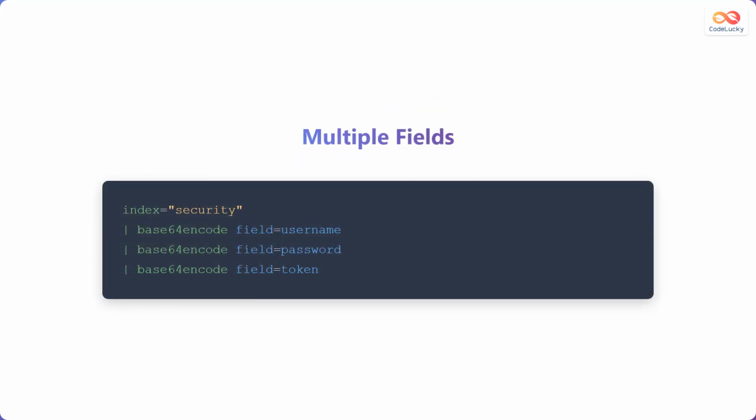You can encode multiple fields in a single search by chaining multiple base64encode commands. In this security index example, we encode the username field, then the password field, and finally the token field. Each command processes one field at a time, creating encoded versions of all your sensitive data fields in sequence.